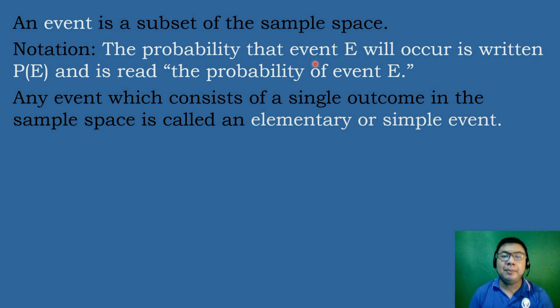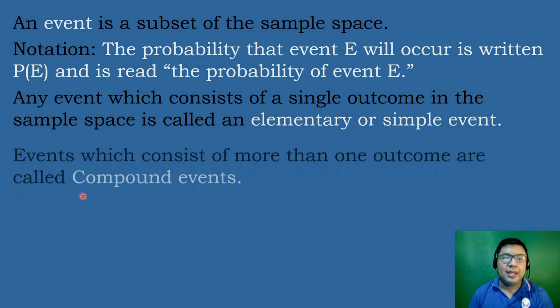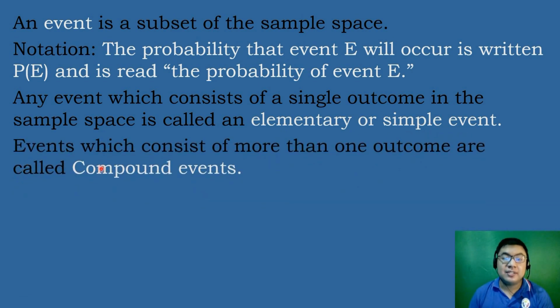Notation: the probability that event E will occur is written as P of E and is read as the probability of event E. Any event which consists of a single outcome in the sample space is called an elementary or simple event. So if it has a single outcome, then it is called a simple event or elementary event. And events which consist of two or more outcomes are called compound events.